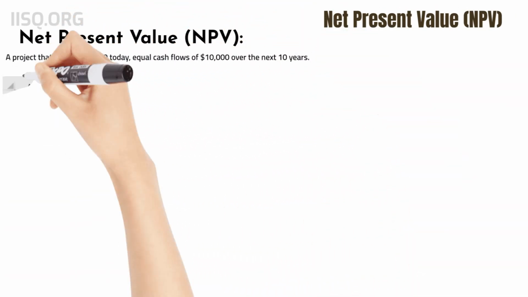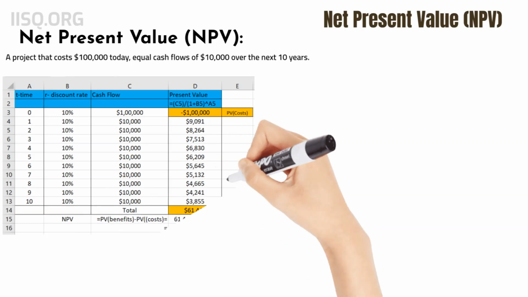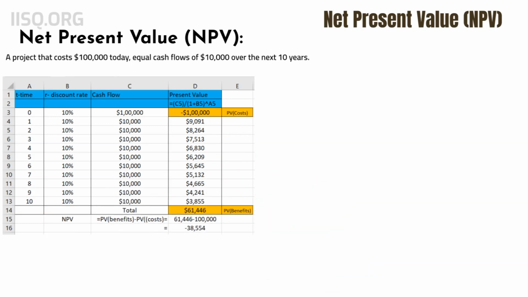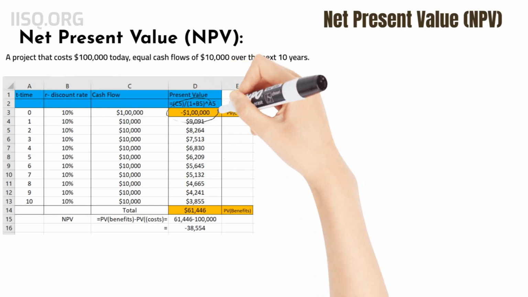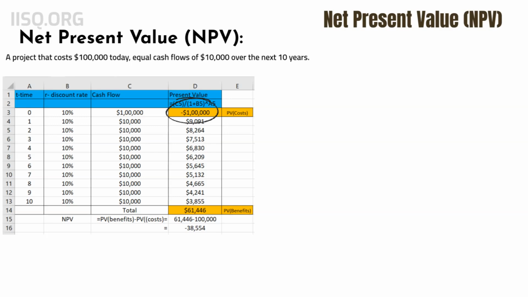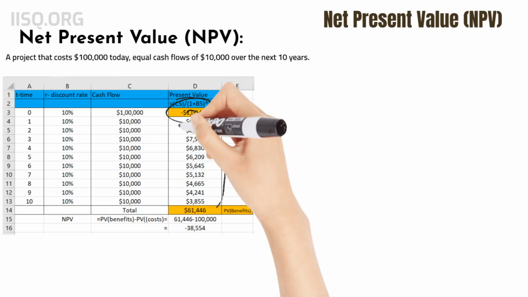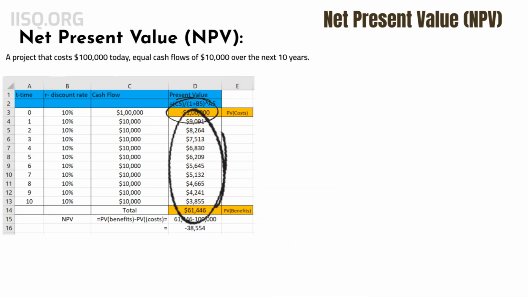For example, imagine a project that costs $100,000 today and will provide equal cash flows of $10,000 over the next 10 years. Look at the table. In this example, the cash outflow at T equals 0 is $100,000. The minus sign refers to cash outflow. Now, after every year, using the NPV formula, we calculate the net present value of yearly cash inflows. These are noted in column D.